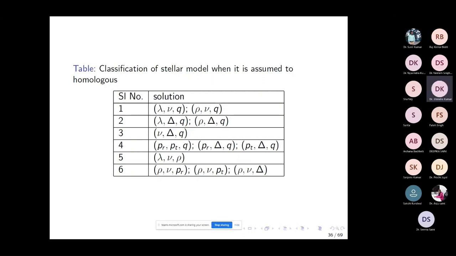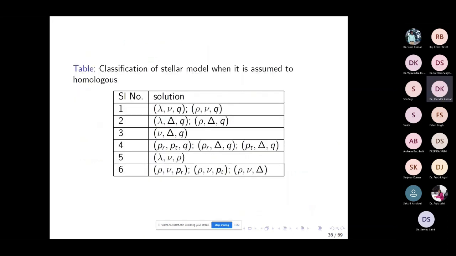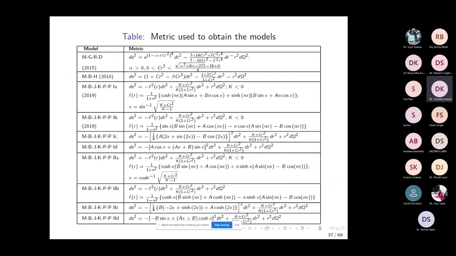By considering these 6 manners, many models have been established. In a few of them, some consider lambda, nu and q, some consider rho, nu, P_r, and so on. Accordingly, we can find the other remaining unknowns. So for example, just see the third one.